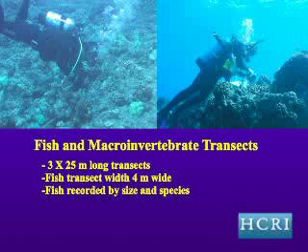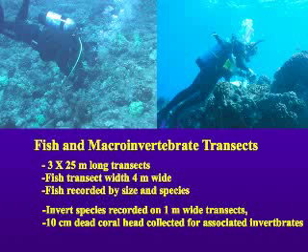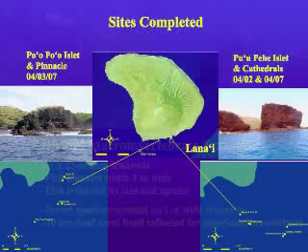At the same time, the DAR person, Melanie Hutchinson, is doing the conventional DAR approach using fish transecting techniques on three 25-meter long transects on a 4-meter wide path for the fish, and for the inverts a 1-meter wide path, where Melanie just records the macro inverts that she can identify on site, and takes the 10-centimeter depth coral for later analysis in the laboratory.